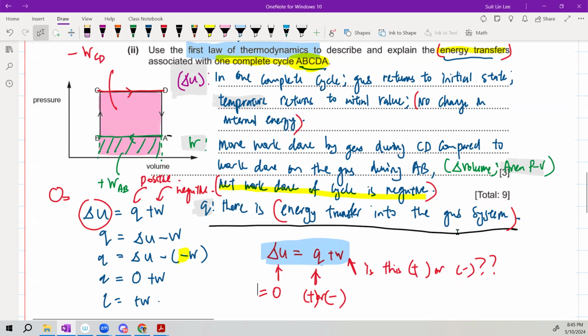Okay. Of course, you could say, teacher, what about the work done from BC and DA? This work done is 0. Work done from BC is 0. There is no change in volume. The work done from DA is also 0. Does that make sense, Glenn?